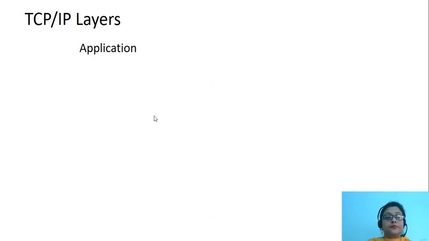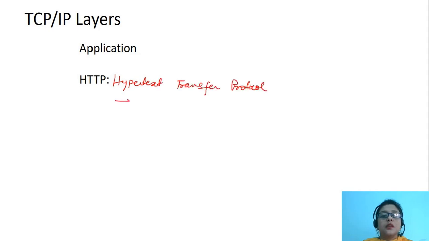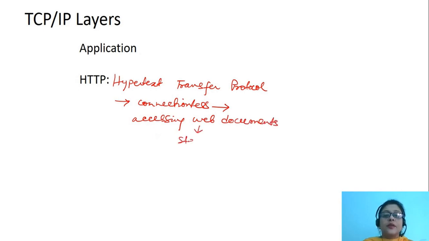Now let us understand in details what are the different types of protocols that are used in the application layer. In the application layer, we have HTTP. This is called Hypertext Transfer Protocol. This protocol is a connectionless text-based protocol that is mainly used for accessing web documents in the internet. Now, these web documents can be static in nature, they can be dynamic in nature, or they can even be active in nature.